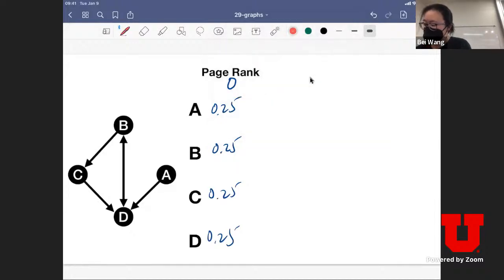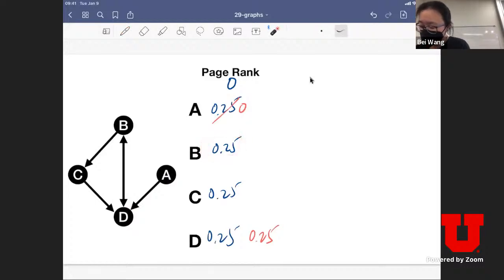Because A goes to D, whatever amount of mass is over A is now transferred to D. So this is what I'm going to do. D is now 0.25 and A became 0. All right. Now I'm going to move on to B.